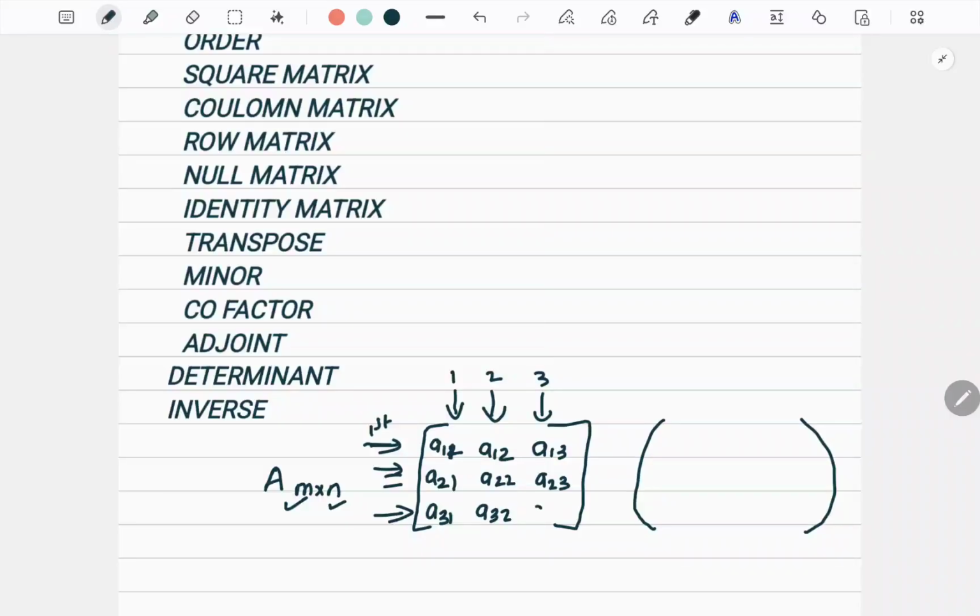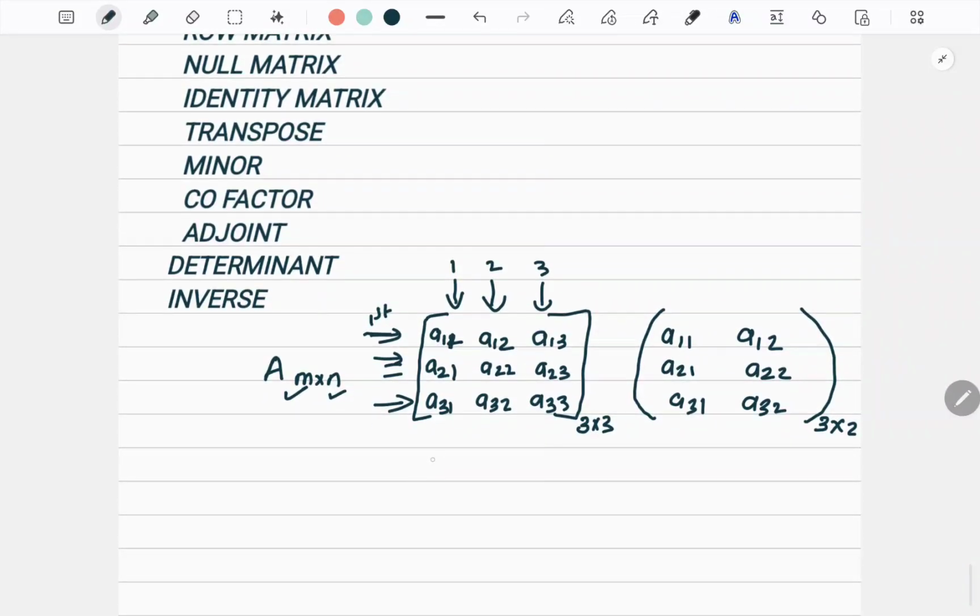A31, A32, A33. Right? Now since I said M cross N, M represents the number of rows, N represents the number of columns. So how many rows are there? 3. How many columns are there? 3. So this is a 3 cross 3 matrix, and it is called a square matrix because the number of rows and the number of columns are equal. Now if I write like this: A11, A12, A21, A22, A31, A32, this is 3 rows and 2 columns. So it is a 3 cross 2 matrix.